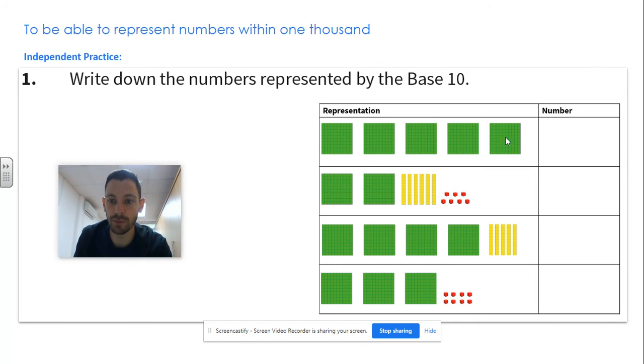Okay, so the first example is 500. The second example, we have 200, 1, 10, 20, 30, 40, 50, 60, 267. The third example, we have 450. And the last example, we have 308. Well done if you got those correct. Remember, at any point you can pause the screen.